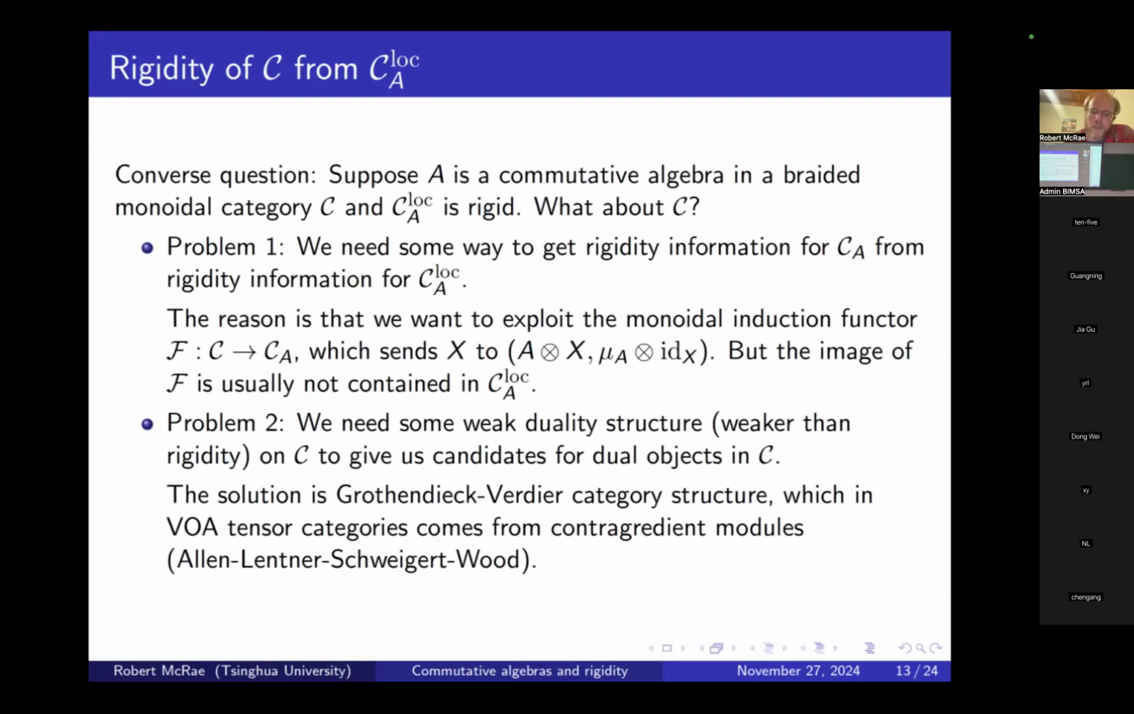I suppose that this name should come from Grothendieck-Verdier duality. I don't know too much about that, but anyway, it's something that's very natural if you're interested in VOAs because, as I mentioned on the previous slide, there's this notion of contragradient modules for VOAs. And there's a recent observation of Allen, Lentner, Schweigert, and Wood. It says basically that if you have a VOA tensor category that has contragradient modules, then contragradient modules give you a Grothendieck-Verdier duality structure on this category.